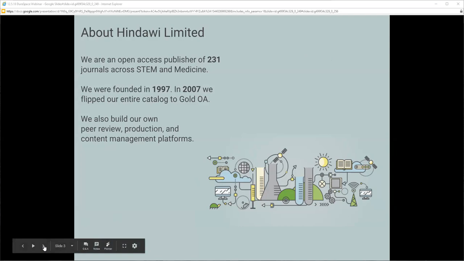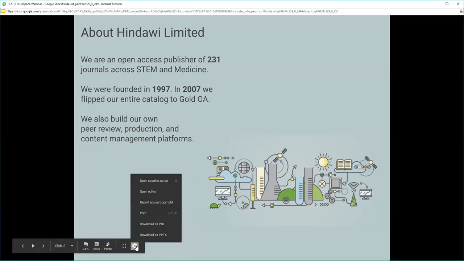So Hindawi Limited, in case you don't know, is an open access publisher. We publish 231 journals across STEM and medicine. We were founded in 1997 as a subscription publisher originally, focused on mathematics. Starting in 2004, we began the process of transitioning to become an open access publisher, and by 2007, we had flipped our entire catalog to Gold OA. So we're now an exclusively Gold OA publisher. In addition to that, we build our own technology systems: a peer review system, a production system, and a content management platform that we developed in-house.